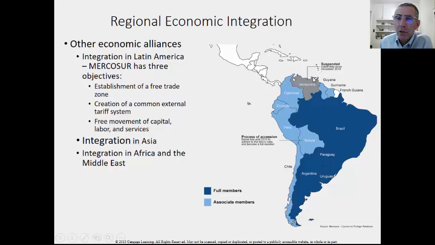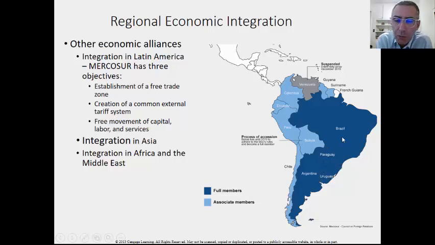Venezuela is no longer a member of Mercosur. So the dark countries here are the full members, and the associate members are the lighter countries, and Venezuela has been ousted. They used to be a full member, by the way. Bolivia is in the process of becoming a full-fledged member of Mercosur.